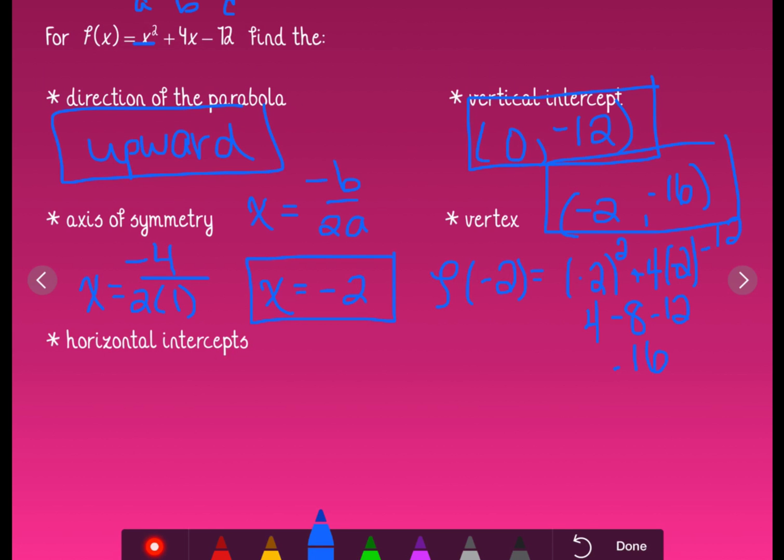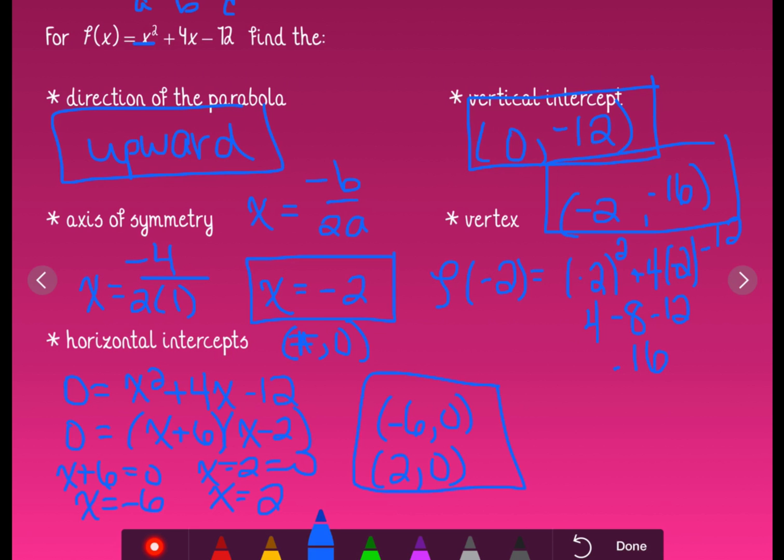Last thing we're going to look for are the horizontal intercepts. Remember the horizontal intercepts are a number, comma, 0. So the output is 0. 0 is equal to x squared plus 4x minus 12. We're going to try to solve this by factoring. x plus 6 and x minus 2. So we have two horizontal intercepts here. x is equal to negative 6 and x is equal to positive 2. So negative 6, 0 and 2, 0.